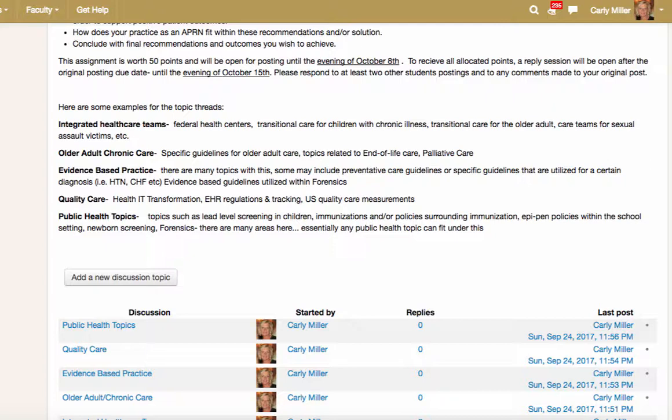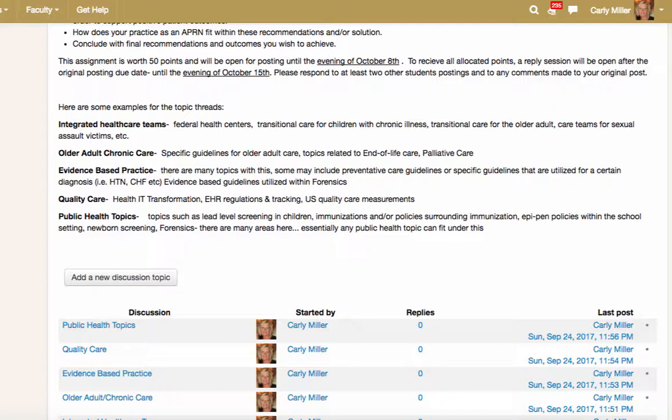Quality care can look at things like health IT transformation, EHR regulations and tracking, and U.S. quality care measures. So it's looking more at that perspective versus a direct patient care process. Another area is public health topics. A lot of people tended to do public health topics because there are a lot of areas you can look at. For instance, these are just examples: lead level screening in children, just think about the Flint crisis we had not too long ago. Immunization practices or policies surrounding immunizations. For instance, they were recently trying to change the process in which parents receive vaccine waivers. Or you can look at EpiPen policies. So you can go very specific here, or you can go to a more broad area.